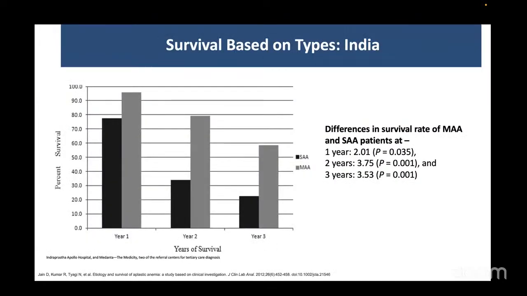So survival indices, differences in survival rates of moderate aplastic anemia and severe aplastic anemia. We can see the difference between the two. So the black box here is showing severe aplastic anemia. We can see as the time progresses in third year, there is a gross difference. So nearly about 60% is the survival in moderate aplastic anemia as compared to some 22 to 23% at the third year in cases of severe aplastic anemia.